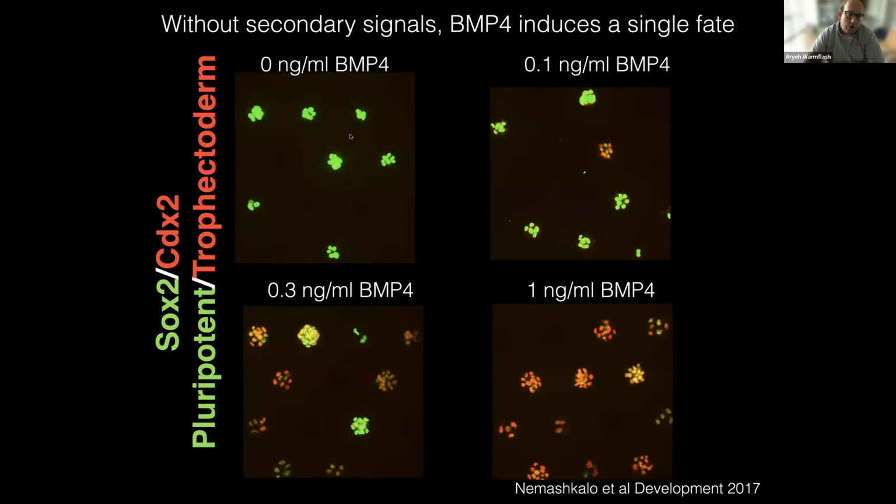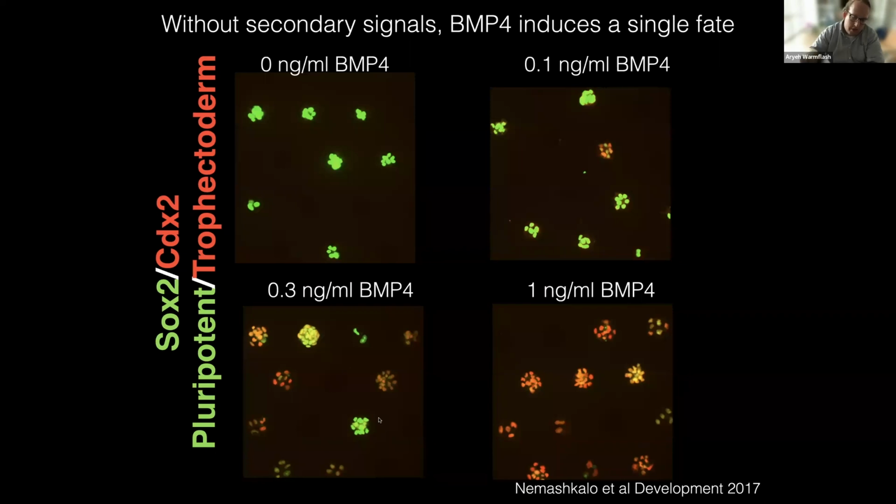And the answer is no, you just get a switch between two cell fates. So the cells that are stem cells are green here, and the cells that become like the edge cells in the previous picture, so they're extraembryonic, they're red here. And what you see is that as I elevate my concentration, every cell that I see is basically green or red, but no cells become anything else.